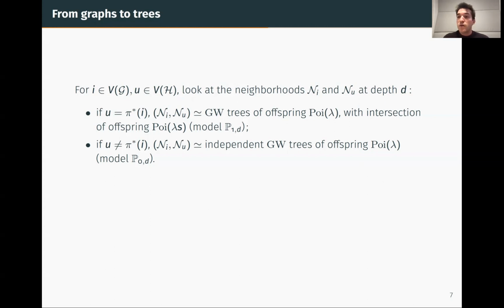Conversely, if U and I are not matched, as a first approximation, we can say that the two trees that we observe will be independent Galton-Watson trees with the same marginal distributions. So you see here that the two hypotheses are whether the trees are correlated or not. And we want to test the one model versus the null model, the null model being the model where the trees are simply independent.